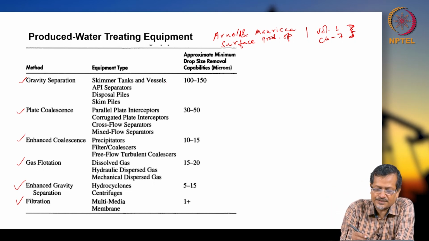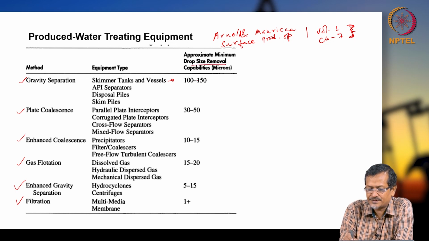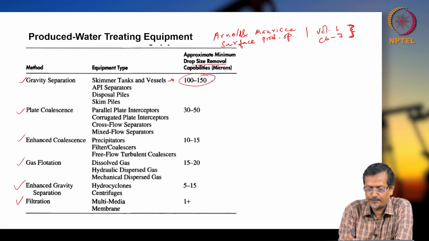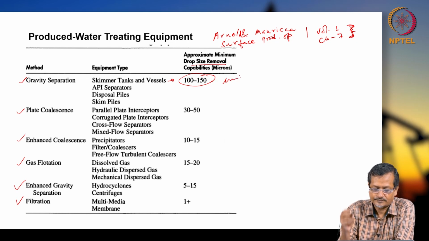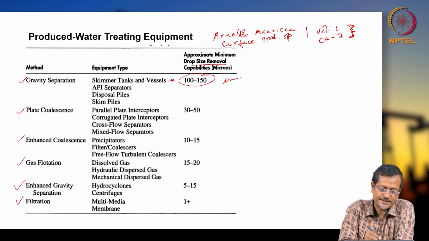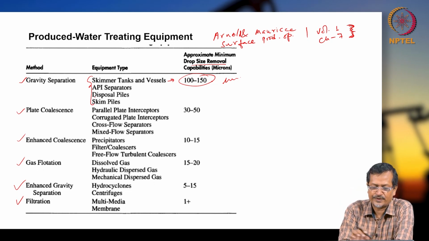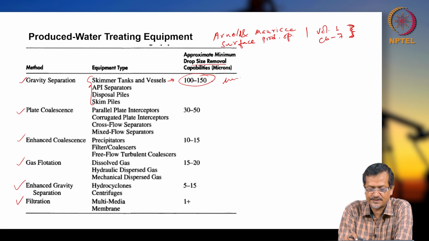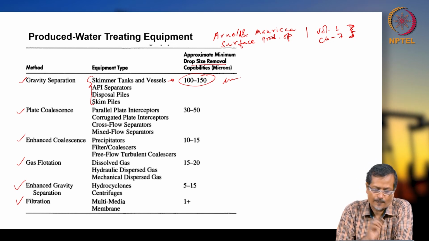Okay. So for a skimmer tank or vessel, the approximate minimum droplet size is 100 to 150 microns or micrometers. Disposal pipe. I'll discuss all these equipment later. Just remember at this moment that if this equipment is there, the particle size will be like 100 to 150 micrometers or microns.